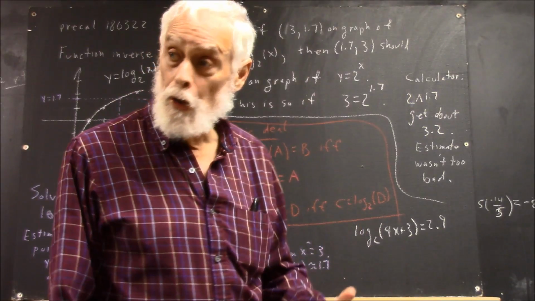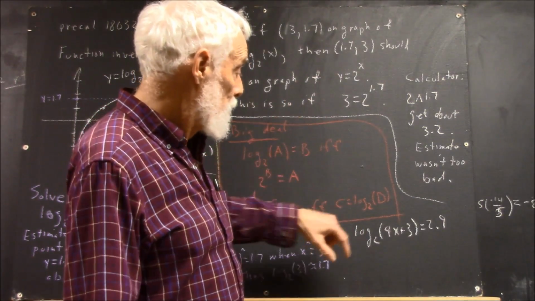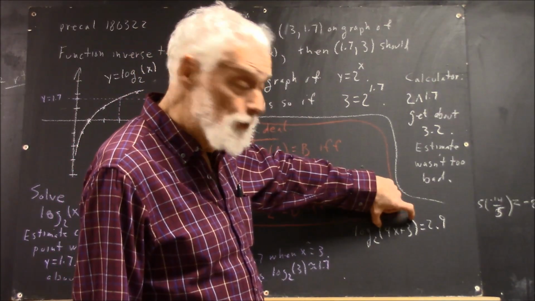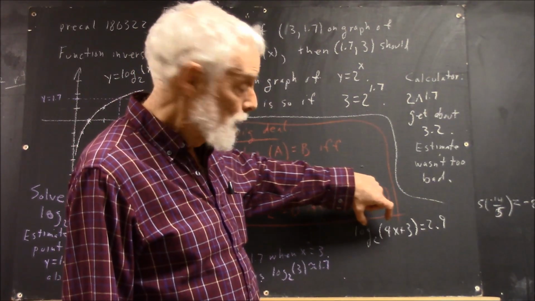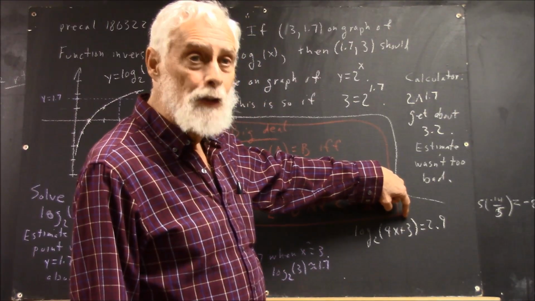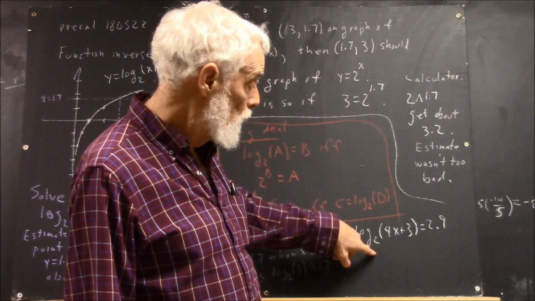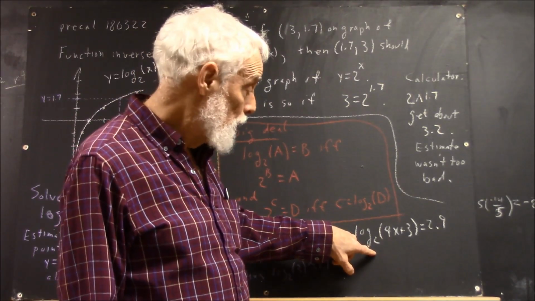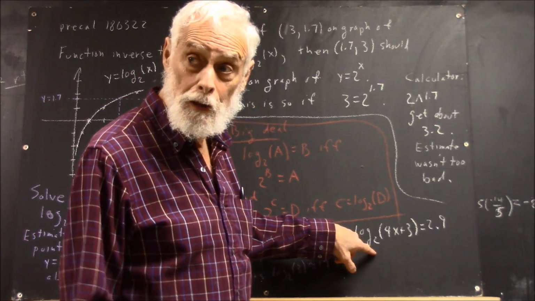The one thing you do know though, and the question came up, can you distribute? Because it looks like you ought to be able to distribute log base 2 through here. Maybe you get log base 2 of 4x plus log base 2 of 3. You could only do that if the log base 2 was a linear function. Is log base 2 a linear function?